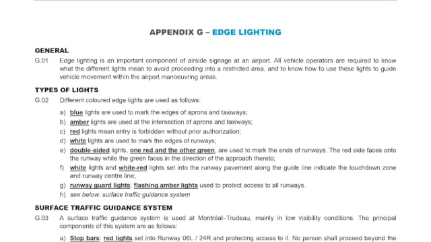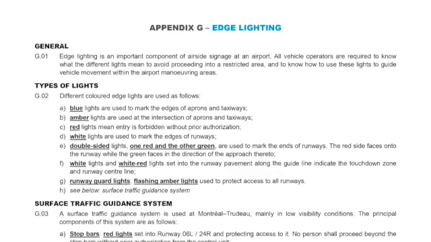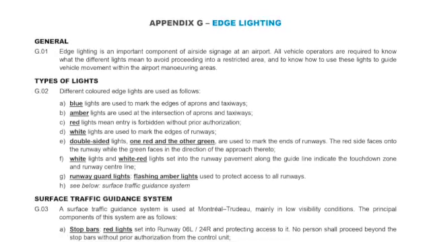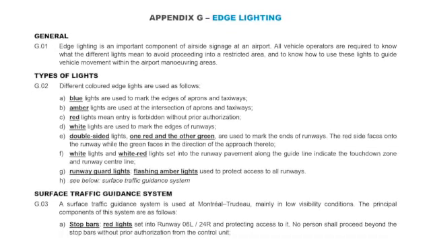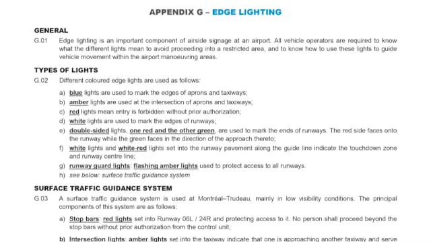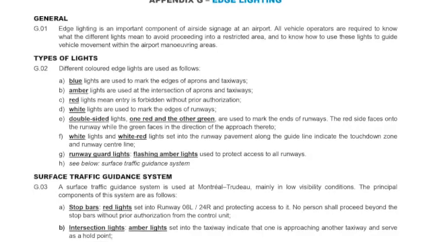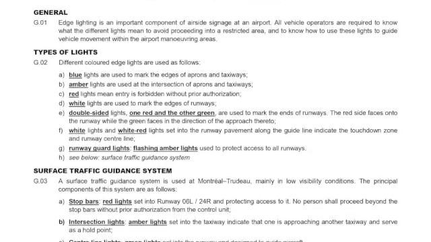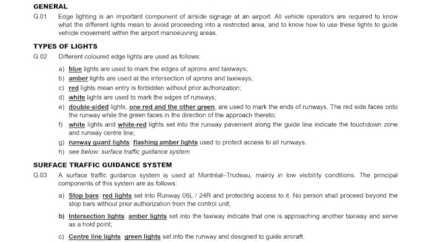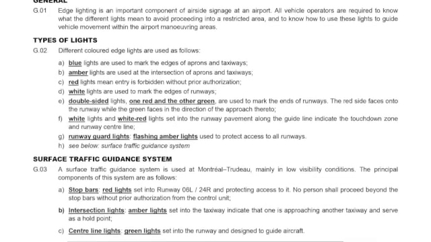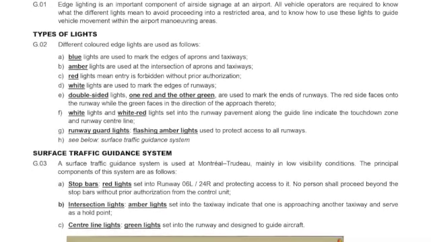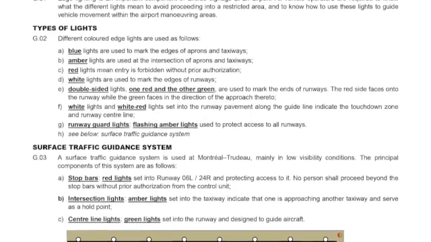Types of lights G.02: Different colored edge lights are used as follows. A. Blue lights are used to mark the edges of aprons and taxiways. B. Amber lights are used at the intersection of aprons and taxiways. C. Red lights mean entry is forbidden without prior authorization. D. White lights are used to mark the edges of runways.